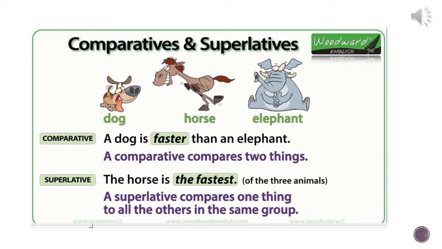Superlative, as in superlatives, we compare more than two things. For example, the horse is the fastest of the three animals. So I'm comparing the horse with dogs and elephants. A superlative compares one thing to all the others in the same group.